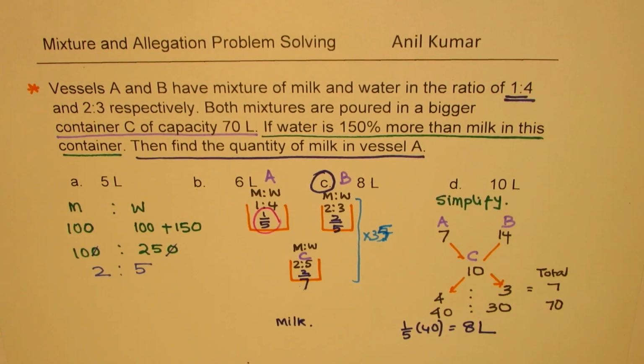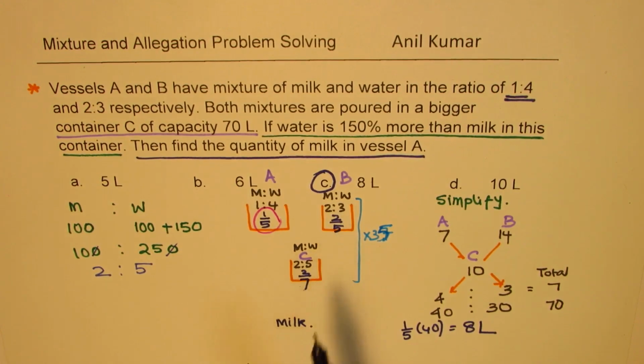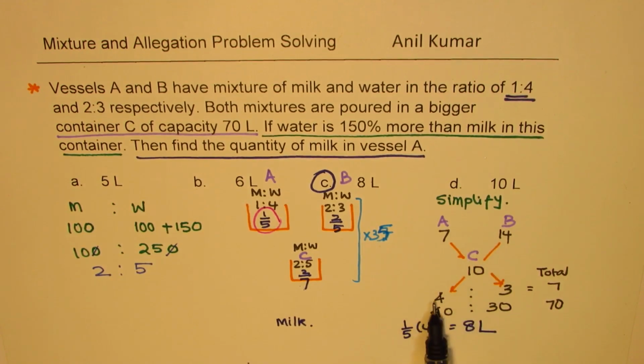Without alligation, this question could take 5 to more than 5 minutes, right? Now here, with the alligation method, now you know how to write these things, right? So the ratio of milk is 1:5 in container A, 2:5 in B. What we need is 2:7. Taking care of the denominators, we get 7, 14, and 10. That means the ratio is 4:3. 4:3 means in a total of 7 liters, we have 4 and 3 liters of A and B respectively. But we have 70 liters, that means 10 times. So we have 40 liters of A, and if we have 40 liters of A, then milk is 1/5. 1/5 of 40 is 8 liters, and that is our answer.